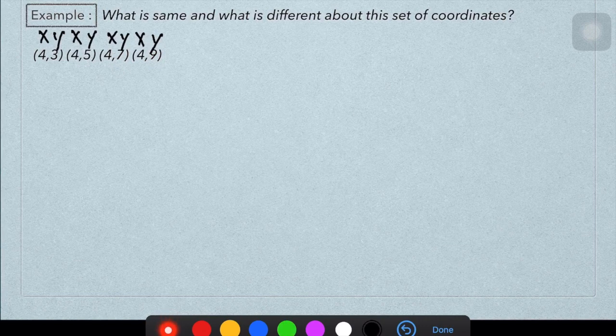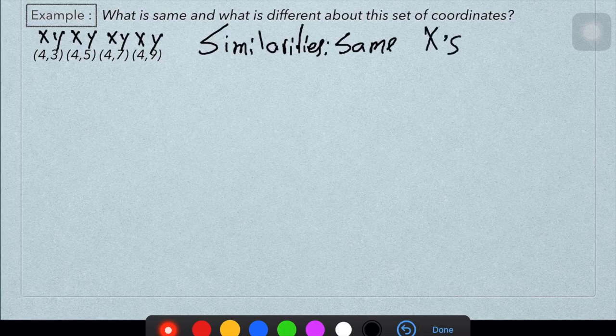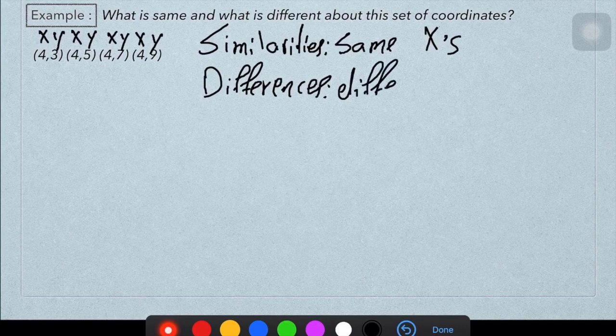So in order to have similarities, we could say same x's and differences, different y's.